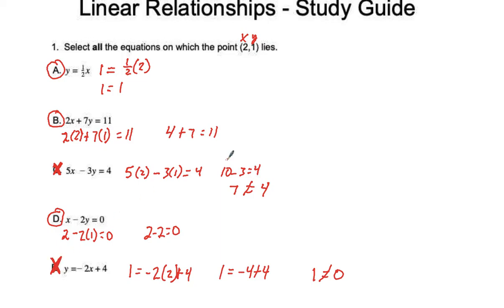So your first question on the test is very similar to this one. It's got the same words. I think different ordered pair, different equations. So that's how you do question 1 on the test. All right.